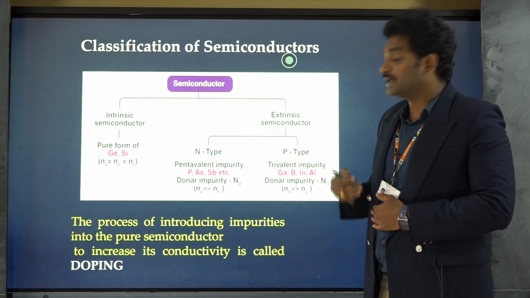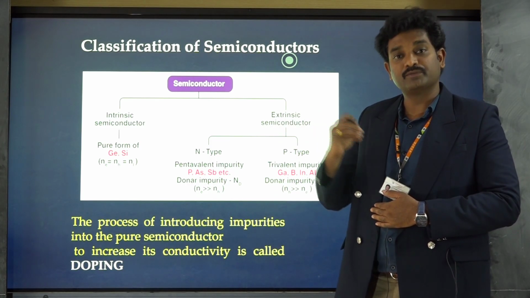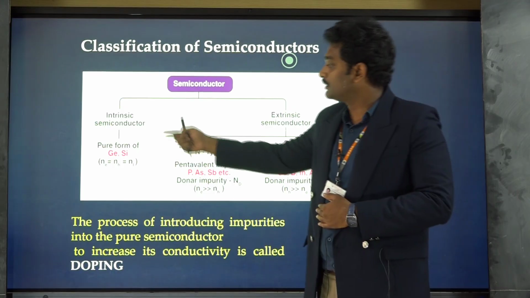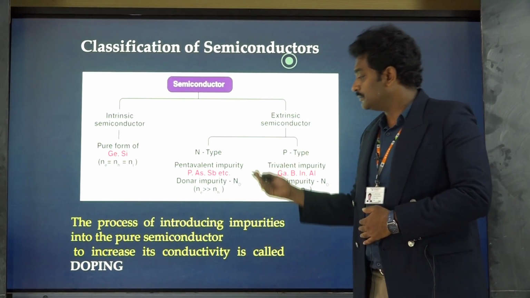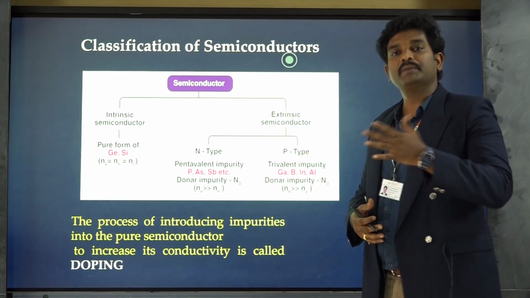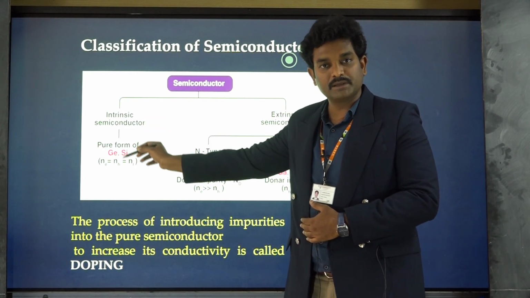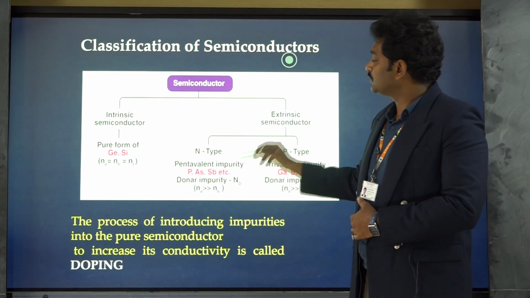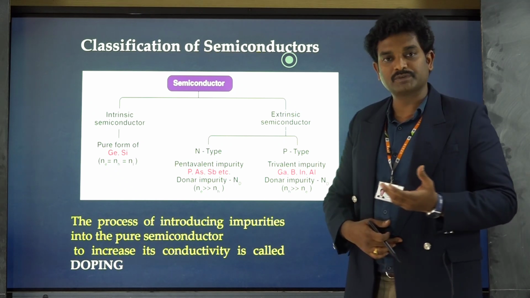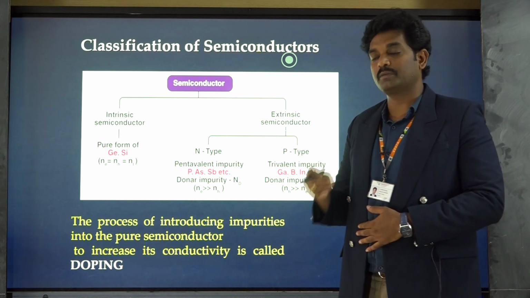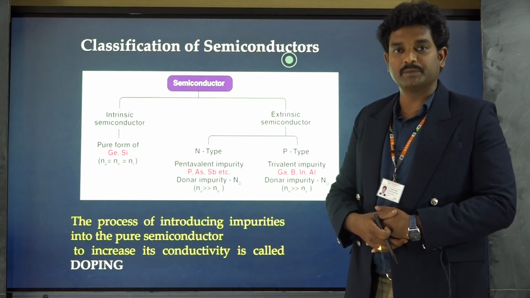The process of increasing conductivity by introducing some impurity atoms, some extra atoms or some foreign atoms into the host material, or into the purest form of semiconductor, is called doping. So by introducing impurities into the semiconductor, we make them extrinsic semiconductors. The purest form of semiconductor is called intrinsic semiconductor, and the doped or impure form of the semiconductor is called the extrinsic semiconductor. Let's discuss what different kinds of doping we can do to the pure semiconductor.